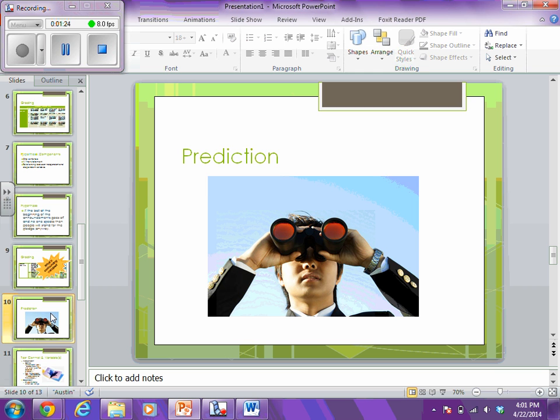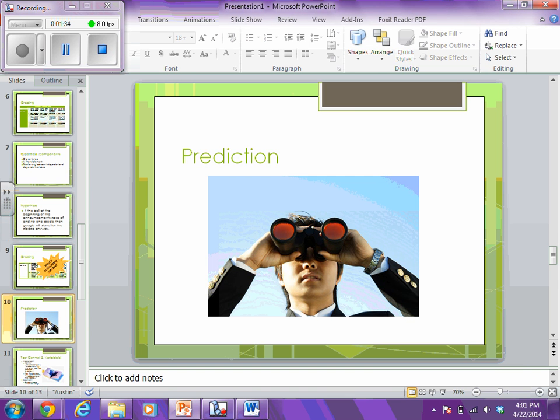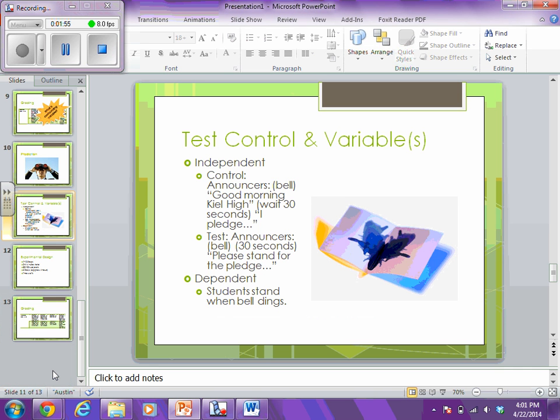And if you remember, that's really what our hypothesis stated. So when the bell begins and no one speaks, people are going to stand anyway because they're going to expect them to speak. So my prediction is that when that bell goes off, people stand. And we did create some change in our independent variable to prove whether or not it was the bell or our announcer speaking. So now we need to set up our experimental design, and going into those variables, here they are. Once we do a prediction, according to our little video, we want to test our control and variable.